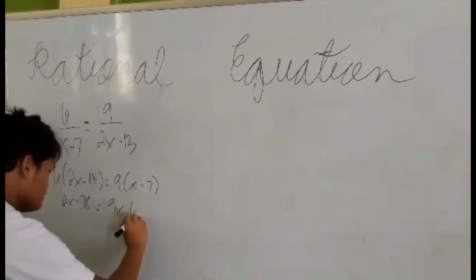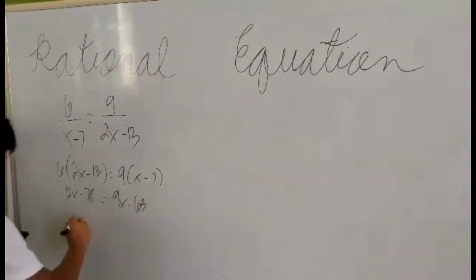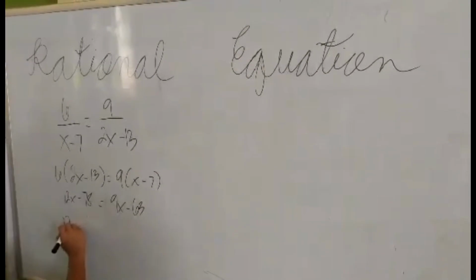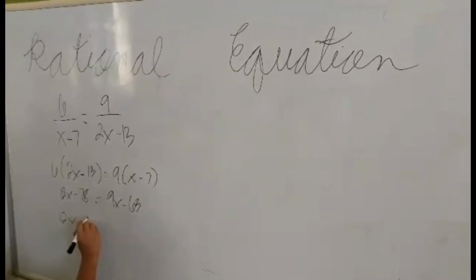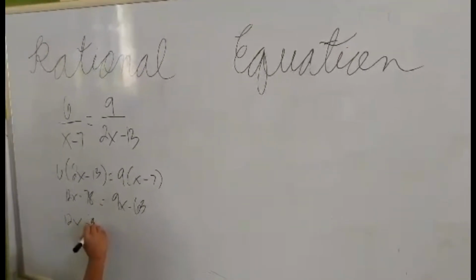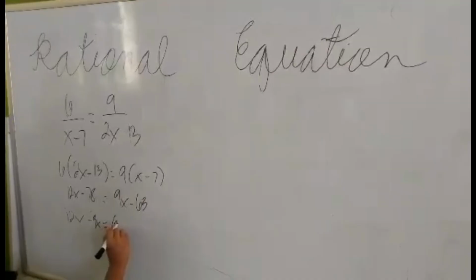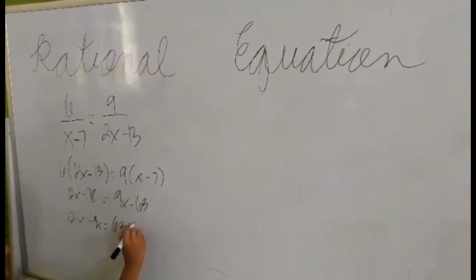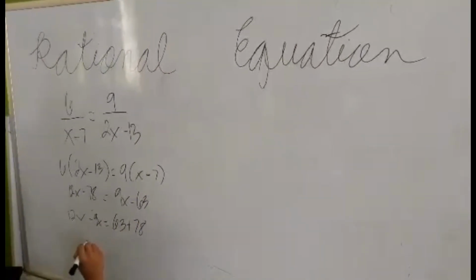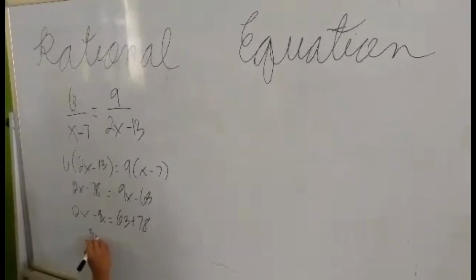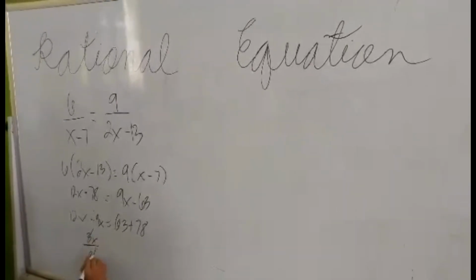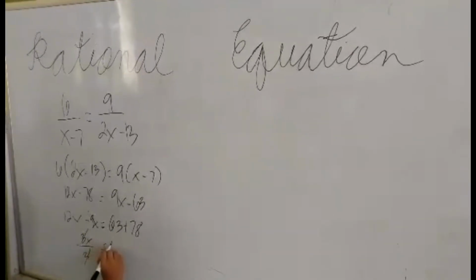Then we're going to transpose the x variables and the constants. So 12x minus 9x is equal to negative 63 plus 78. Then we're going to combine the like terms. 12x minus 9x is equal to 3x. And negative 63 plus 78 is equal to 15. Then divide both sides by 3.